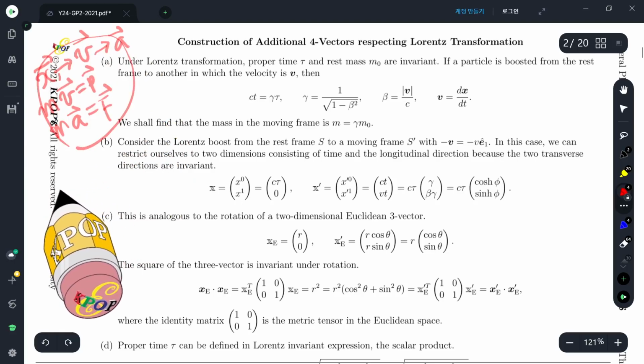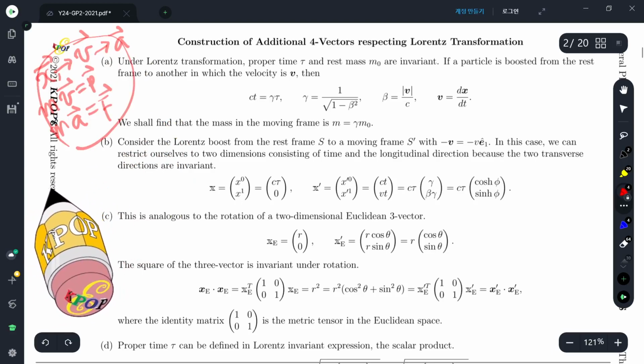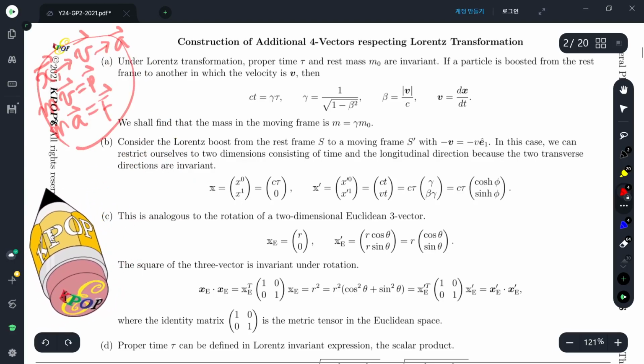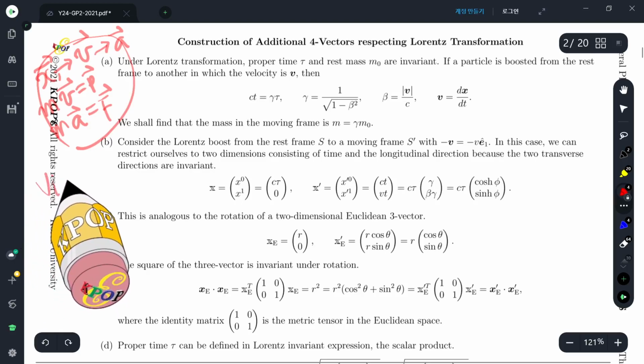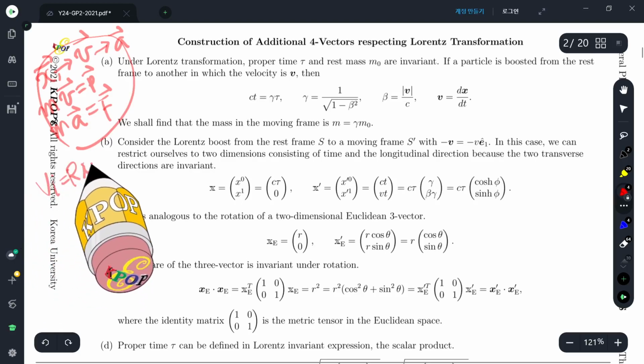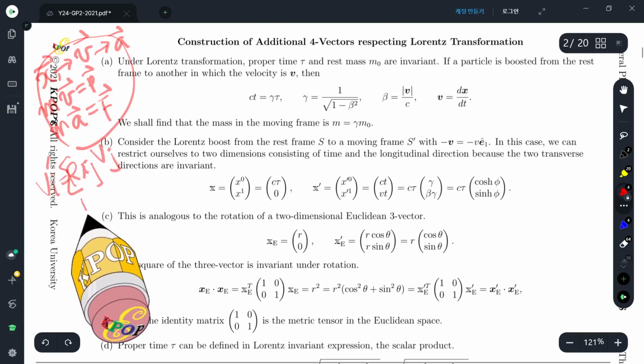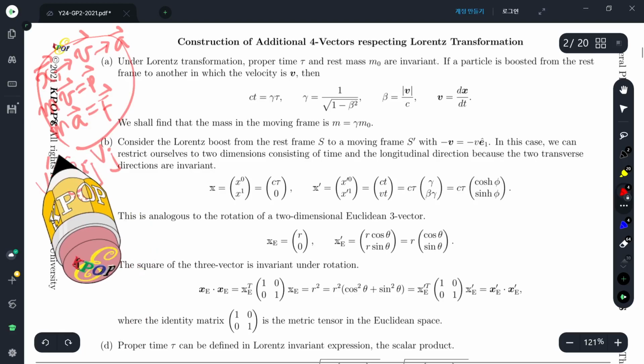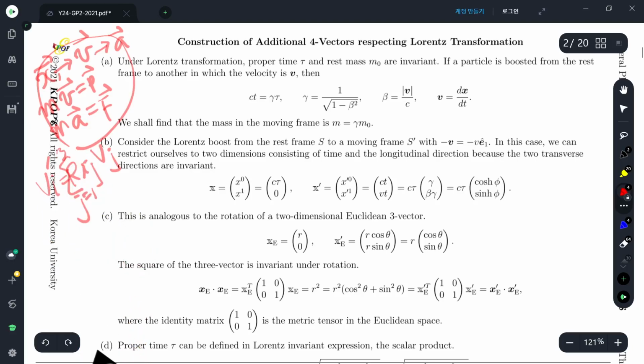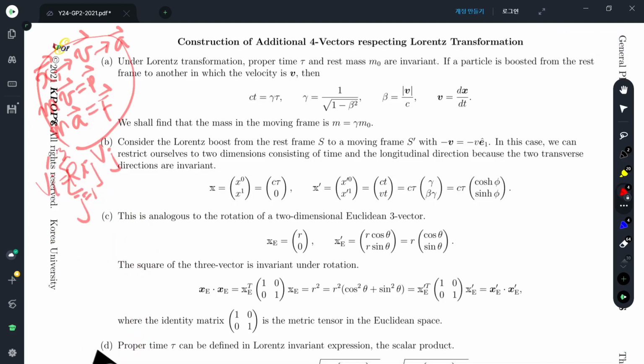Everything satisfies the transformation rule. The ith component of a vector is V_i prime equals R_ij V_j, and the sum over j runs from 1 to 3. In a similar manner, we'd like to construct useful four vectors out of the four displacement.